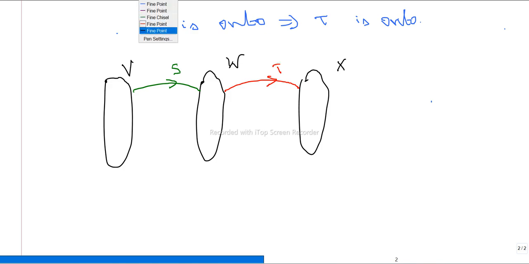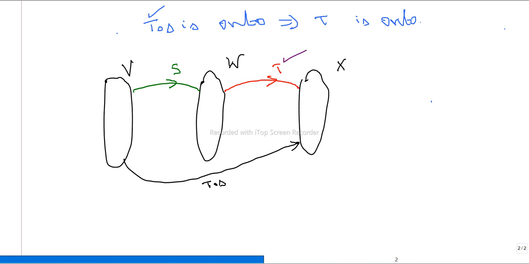Now the composition is a function from V to X. This is T composition S. It is given that T composition S is onto. So now we have to prove that T is onto. That means, given any element here, we have to find a pre-image to match to that element.